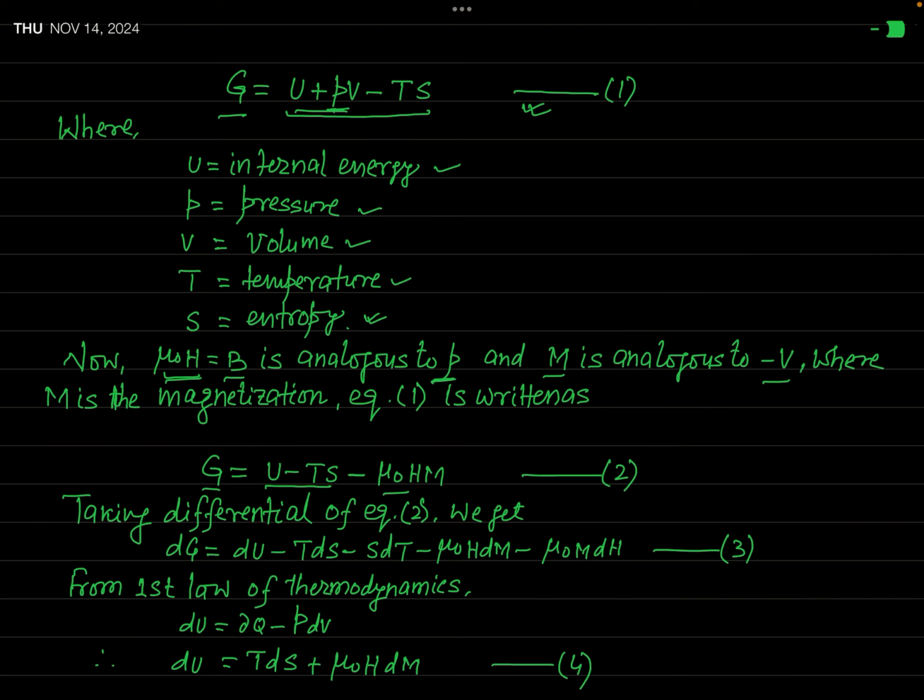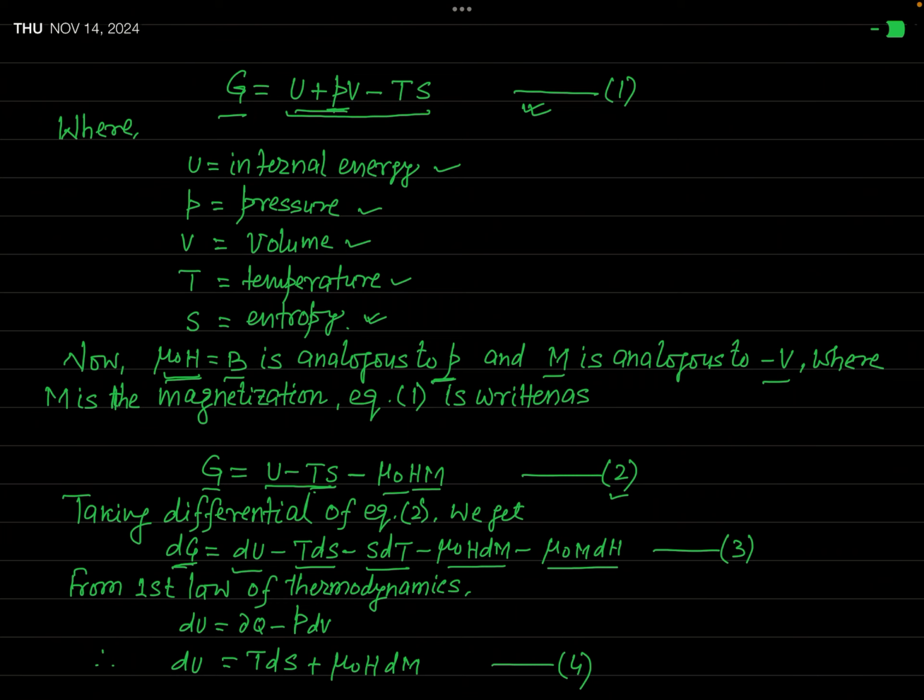Now to get the final result, we have to make some calculation, which needs some mathematical steps, and those steps can be memorized by practicing. So let us first take the differential of this equation 2. This will be dG equal to dU minus the differential of T times S. Here there is a product of two functions, so this will be minus T dS minus S dT. Mu naught is a constant. And again, we have to take the differential of the product of H and M, so this will be minus mu naught H dM and minus mu naught M dH. This is the change in Gibbs potential dG.